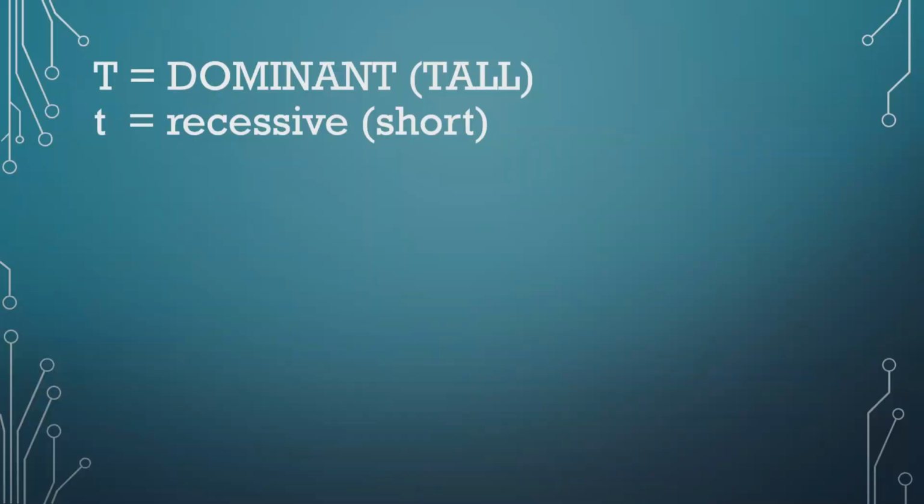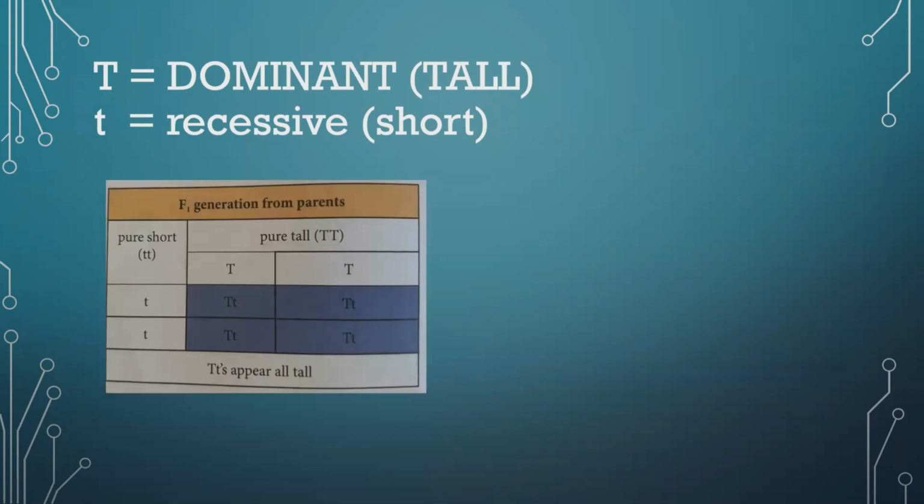This is another illustration of dominant and recessive. Capital T is the dominant or tall, and small t is the recessive or short. On this box, we have the F1 generation from parents, pure short or double small t, and pure tall or double capital T. Capital T and small t offspring all appear tall, meaning dominant.